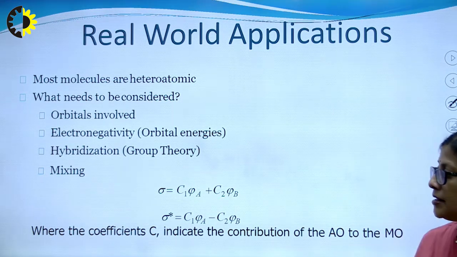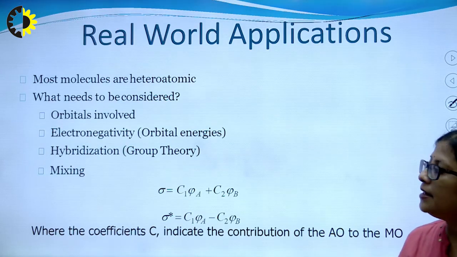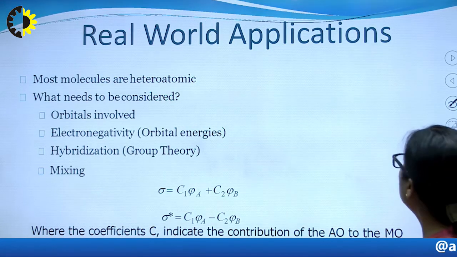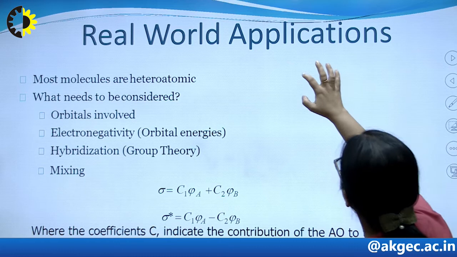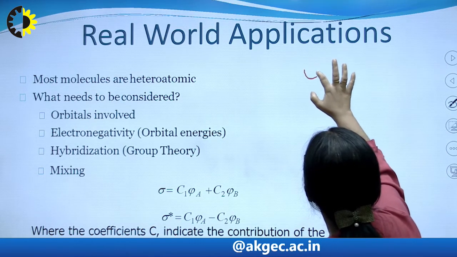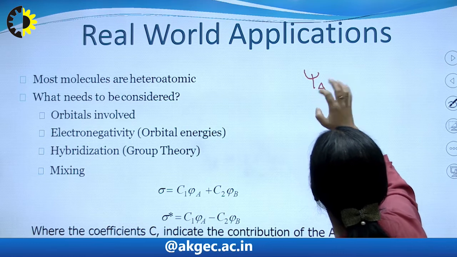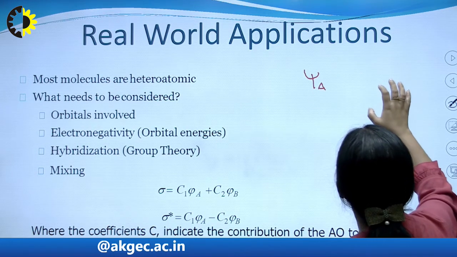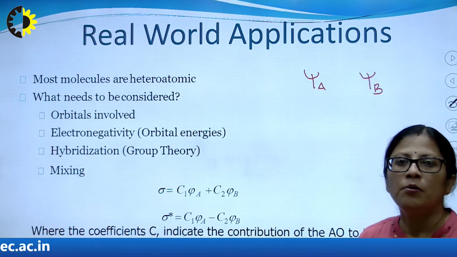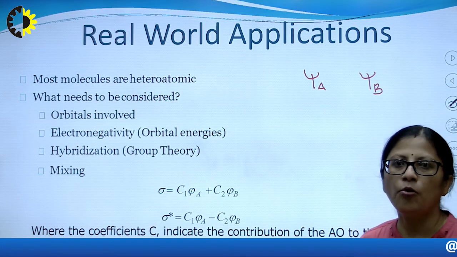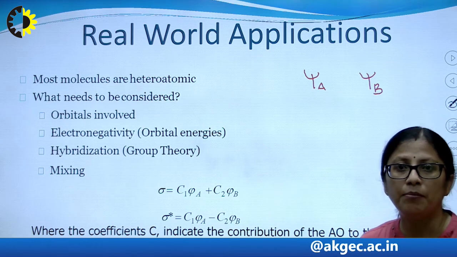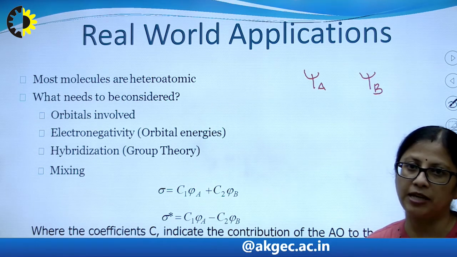Now, in this case, when A and B atoms are combining, the wave function is psi A and the wave function for the second atom, or the atomic orbital, is psi B. Now, when we were discussing homodiatomic molecules, in that case the values of these coefficients C1 and C2 were the same because the electronegativity of the two atoms which were combining was the same.